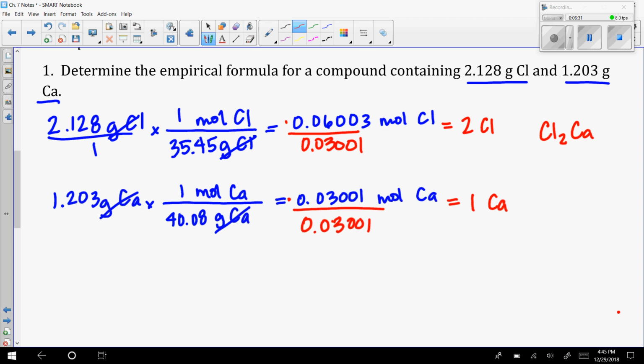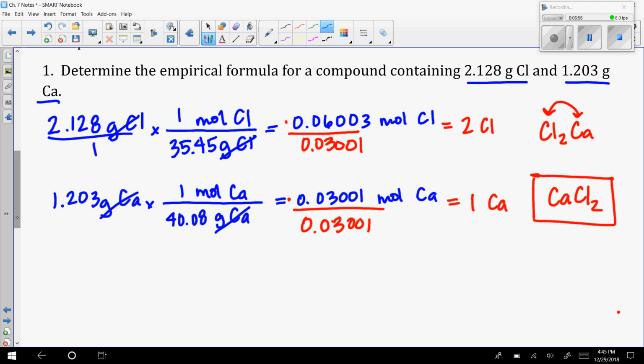Cl2Ca. Now, this is not quite right. We are not quite done, and I hope you can notice this, but we've been talking about how in your formulas your cation or your metal goes first, so these need to be switched. So our answer is actually CaCl2. So this is our empirical formula, our simplest ratio, 1 calcium for every 2 chlorines.